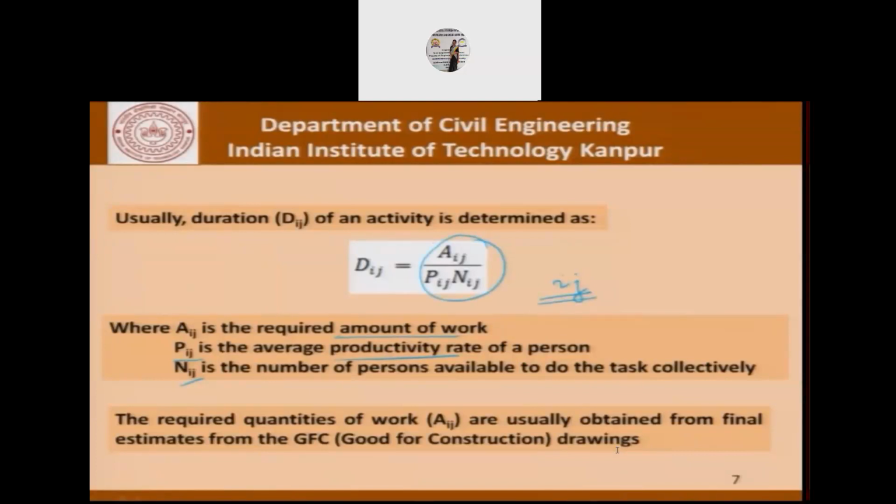For example, as far as Aij is concerned, the only estimate which we can make is from the good for construction drawings. It might happen that there will be some changes in the total amount of work at site. Whether it is paid for or not doesn't matter, but the fact is that if additional work or less work is carried out, then it will affect the time duration.